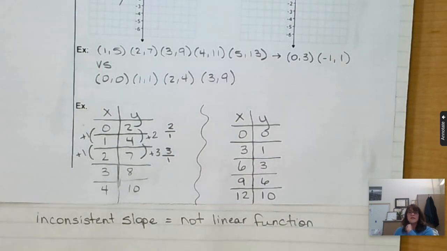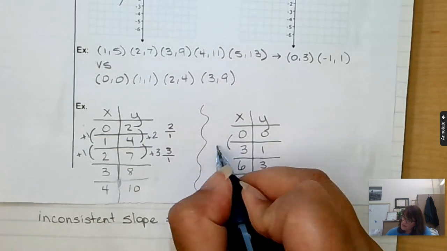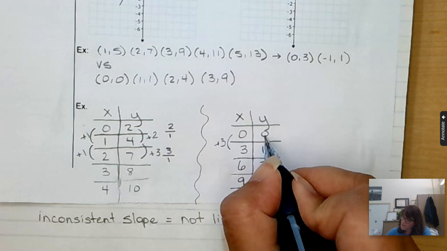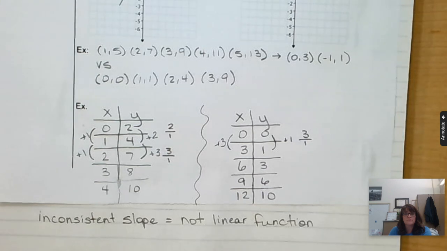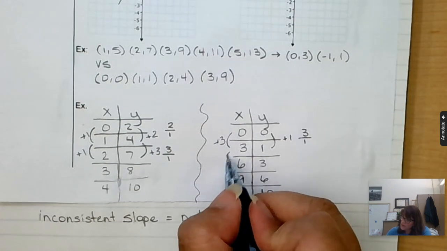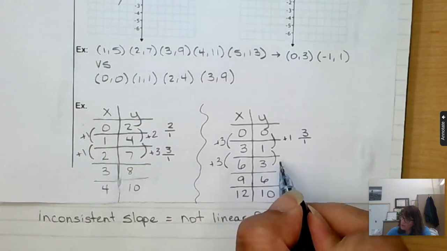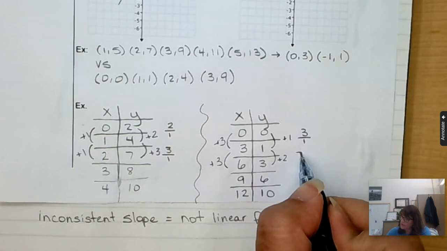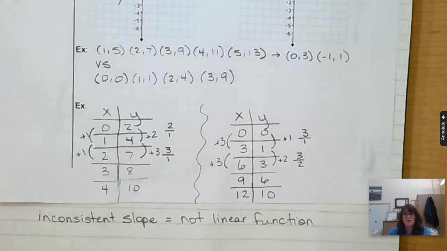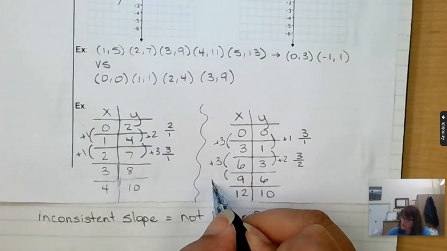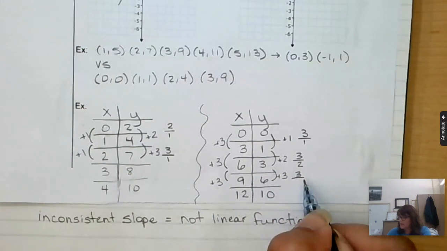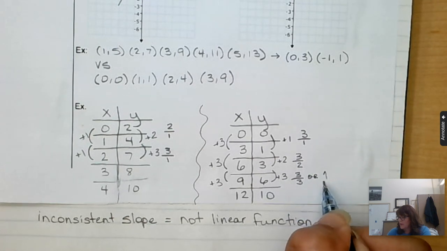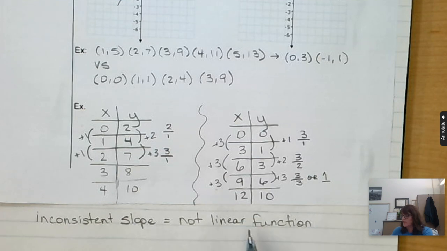Okay? Well, let's try this next one. 0 to 3, that went +3. 0 to 1, +1. So that would be a slope of 3. Okay? 3 to 6, +3. 1 to 3, +2. Oh, we're already seeing a change. 6 to 9, +3. 3 to 6, +3. None of these are consistent. Therefore, again, it's not a linear function.